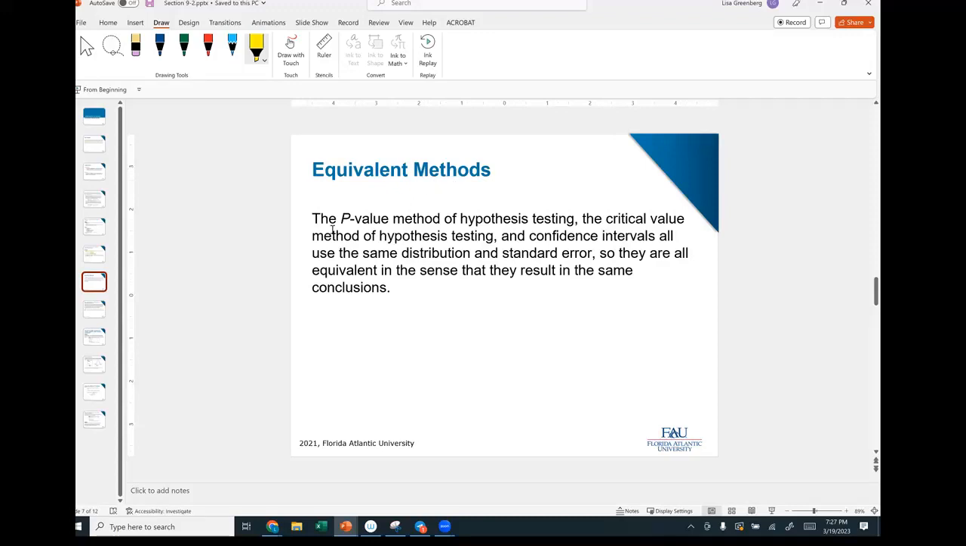Equivalent methods. So the p-value method of hypothesis testing, the critical value method of hypothesis testing, and confidence intervals all use the same distribution and standard error. So they are equivalent in the sense that they will all result in the same conclusions. So we have all these different ways that now we know how to find out things about our population. And they are equivalent in that they'll give us the same results.